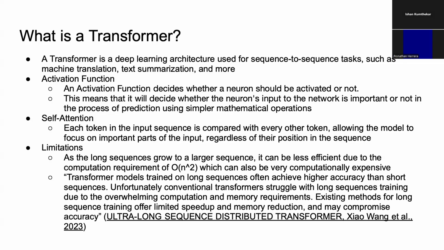But of course, even though it's so commonly used in every single language model, there are some limitations. One of the main limitations is that as a sequence grows larger, it can be less efficient due to the computation requirement of O(n squared), which can be very computationally expensive. And this is an actual point from a real research paper, which says transformer models trained on long sequences often achieve higher accuracy than on short sequences. Unfortunately, conventional transformers struggle with long sequence training due to the overwhelming computation and memory requirement.